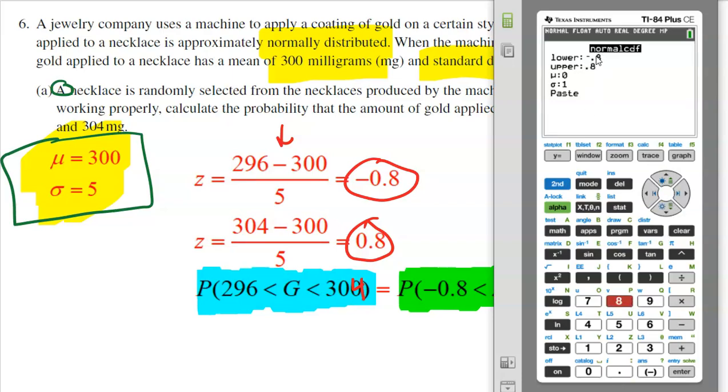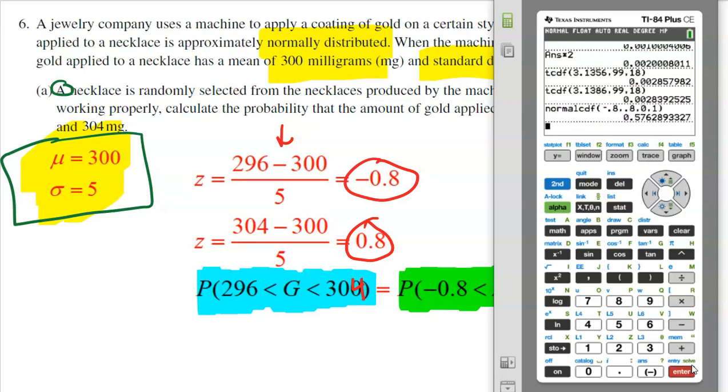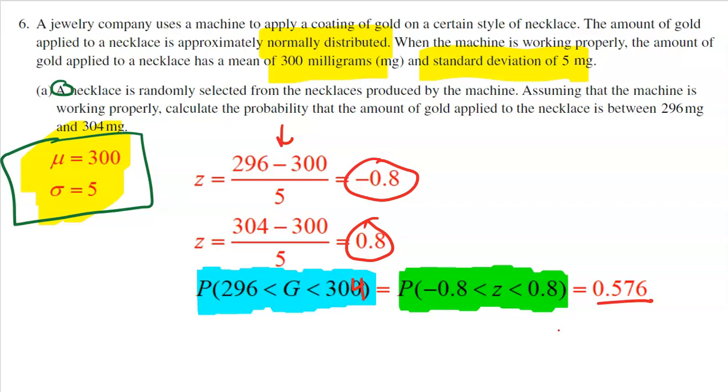Now, listen, you could actually type in 296 and 304 and change the mean to 300, standard deviation to 5. But again, you got to show some work. So I actually like to incorporate the z-scores because that's what you're showing on your test. By the way, there's my answer, 0.576 right there. But again, you got to show work. If all you put is 0.576, they consider that a naked answer, meaning that it doesn't come with any work or any idea of what it even represents.